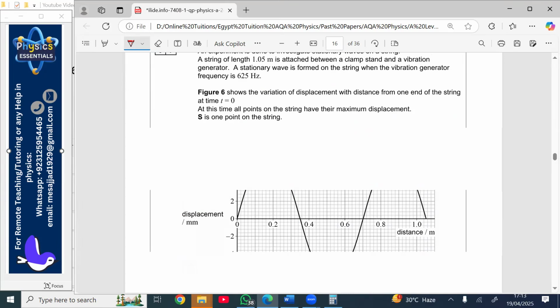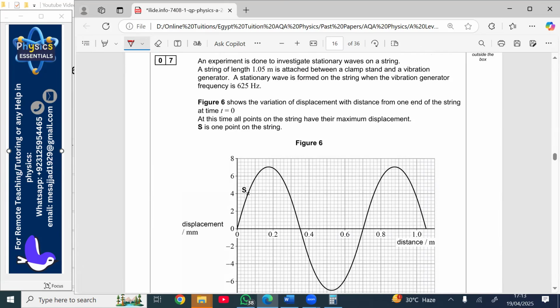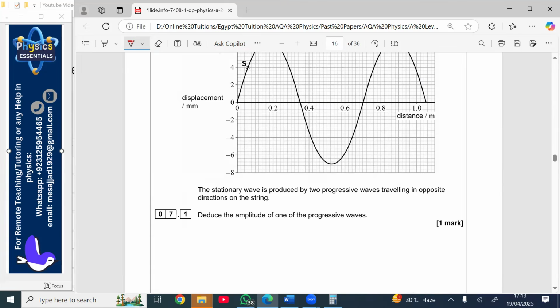Question number 7. An experiment is done to investigate stationary waves on a string. A string of length 1.05 meters is attached between a clamp stand and a vibration generator. A stationary wave is formed on the string when the vibration generator frequency is 625 Hz. The figure shows the variation of displacement with distance from one end of the string at time t equals 0. At this time, all points on the string have their maximum displacement, as is one of the points on the string. The stationary wave is produced by two progressive waves traveling in opposite directions on the string.